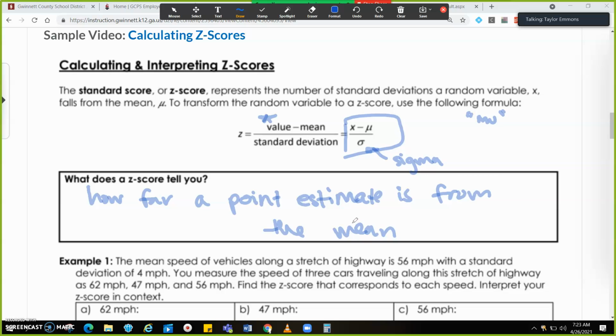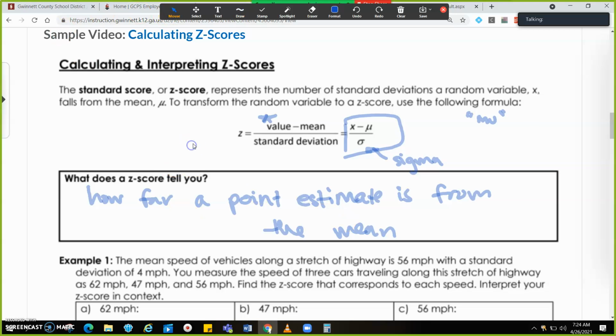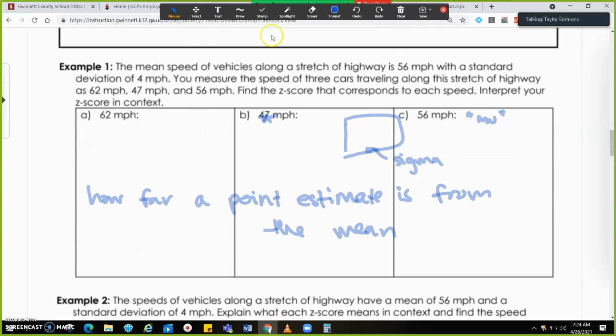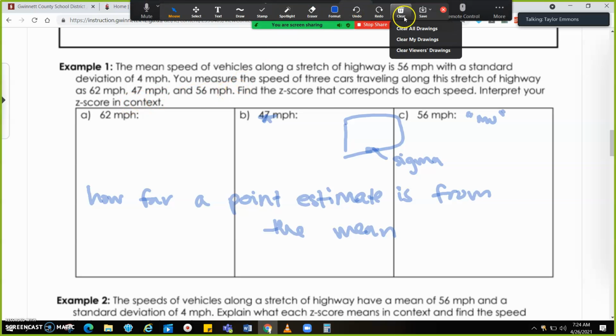So normal distributions are really easy if they're really clear numbers, but if they don't fall within those normal distributions, this is what we're going to have to do. Coming down to this example 1: the mean speed of a vehicle along a stretch of highway is 56 miles per hour with a standard deviation of 4. You measure the speed of 3 cars traveling along the stretch of the highway, 62, 47, and 56. Find the z-score that corresponds to each speed, and then interpret the z-score in context.